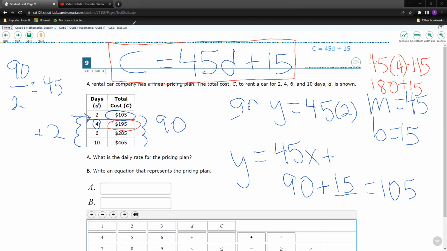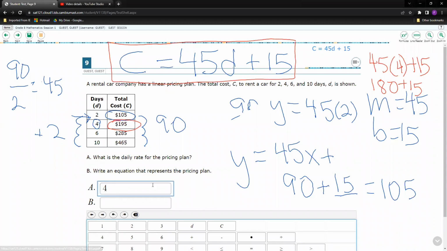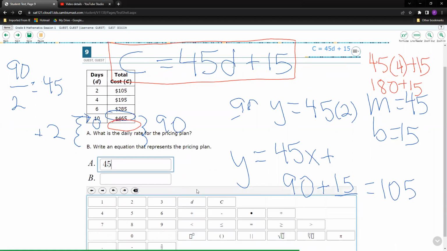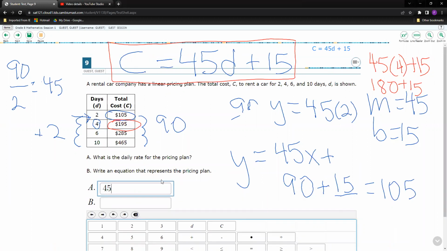So they're asking me to write an answer for A: what is the daily rate? We just type 45. We don't need to say D, it's just 45. And B, write the equation. We have it right up there. C equals, using the keyboard below, we have C and D. We couldn't have used Y or X. 45D plus 15.